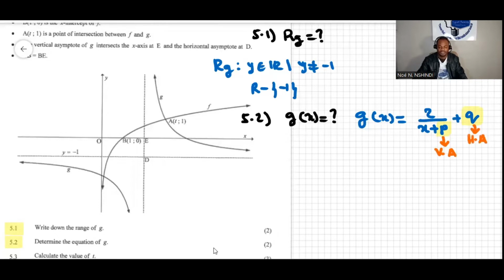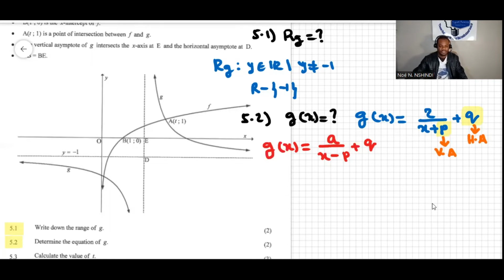Now we need to find the values of p and q. In the previous question, we noticed that the horizontal asymptote q is just -1. It is important to keep writing your formula for a hyperbola like this: a hyperbola is given by a over x minus p, plus q. That's the general form of a hyperbola. We already know the value of q, here it's -1, but now we need to find the value of p. What can we do?